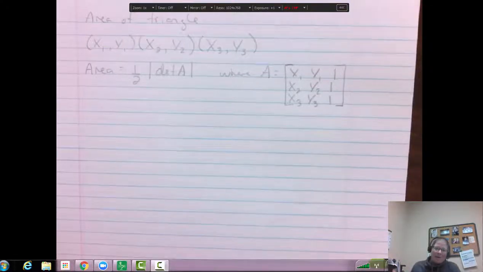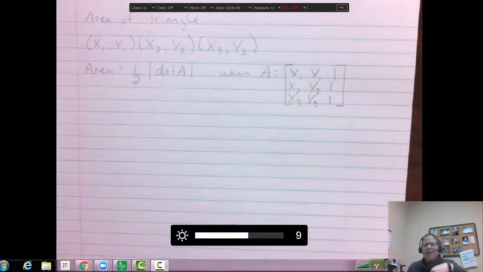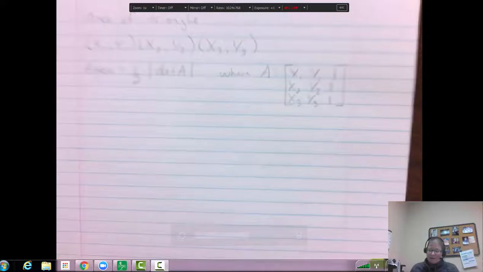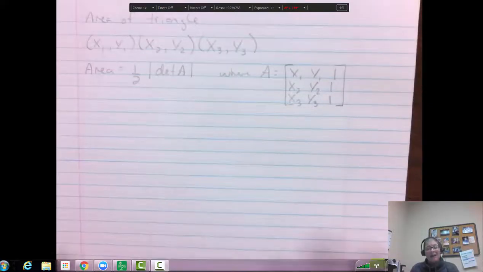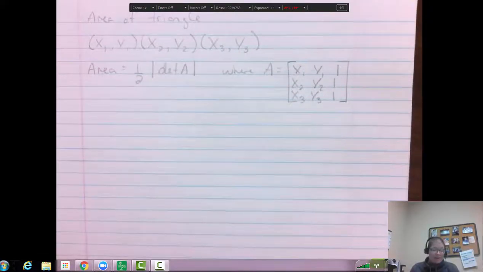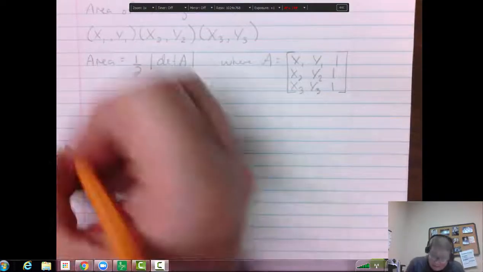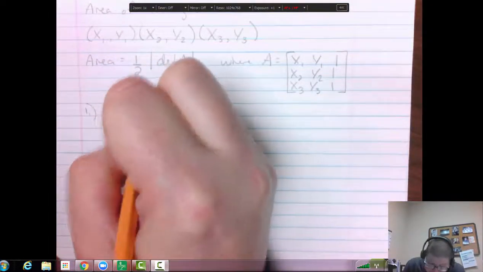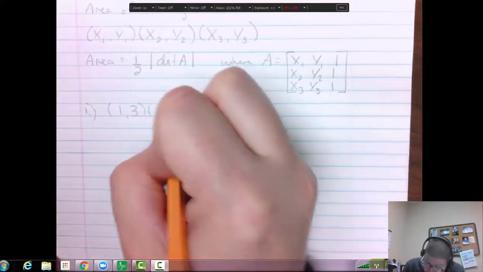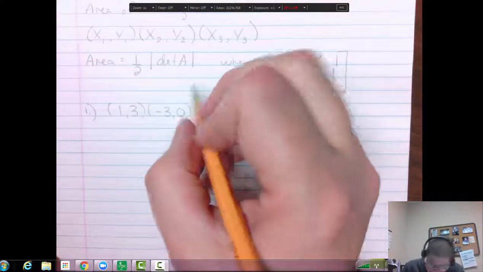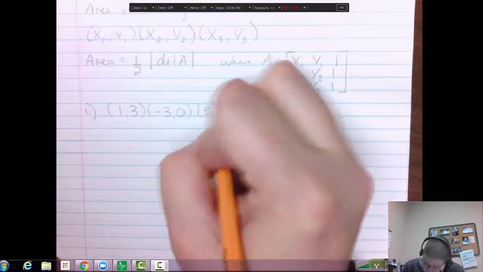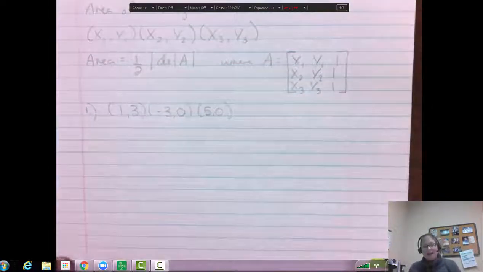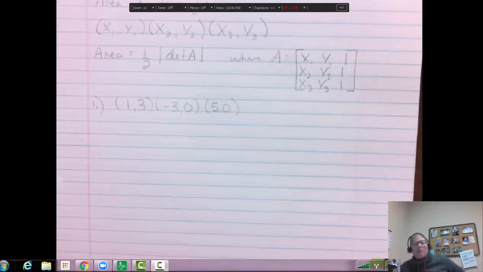Make it positive, and then times it by 1/2. So that's how you find the area using a determinant. So let's do an example of this. What if I have the vertices (1, 3), (-3, 0), and (5, 0)? How would I find the area of this triangle formed by these 3 points using a determinant?